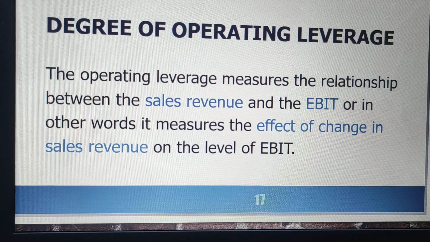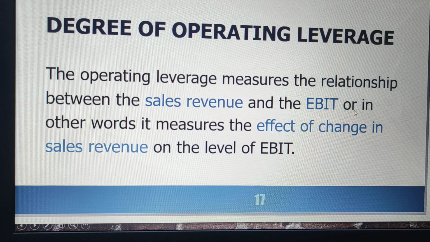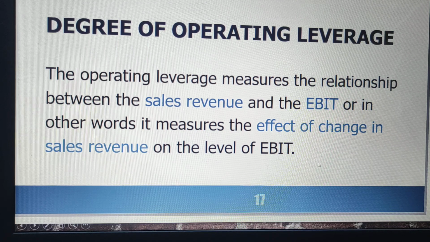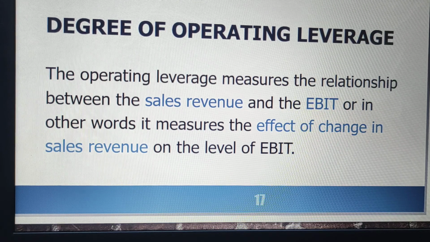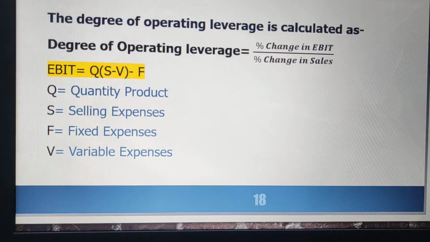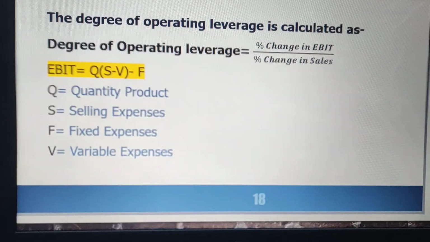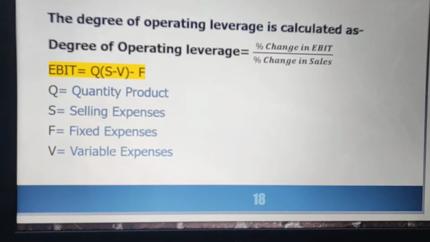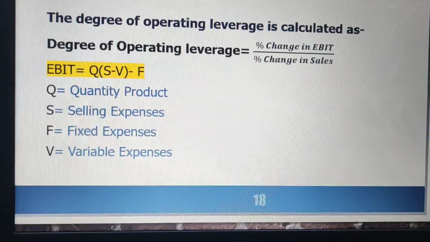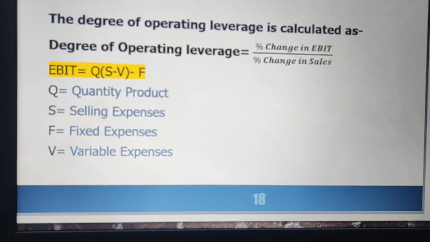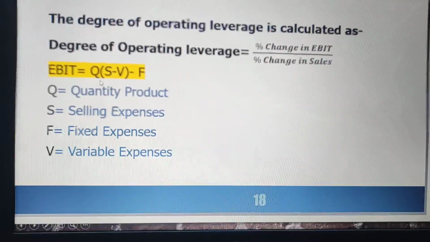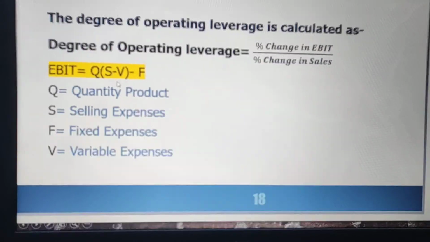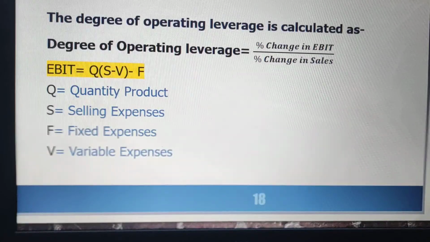Then, degree of operating leverage. The operating leverage measures the relation between the sales revenue and the earnings before interest and tax. Or in other words, we can say it is the effect of change in sales revenue on the level of earnings before interest and tax. Degree of operating leverage is calculated as percentage change in EBIT upon percentage change in sales. EBIT equals Q, that is quantity, times S minus V, that is selling price minus variable expense, minus fixed expense.